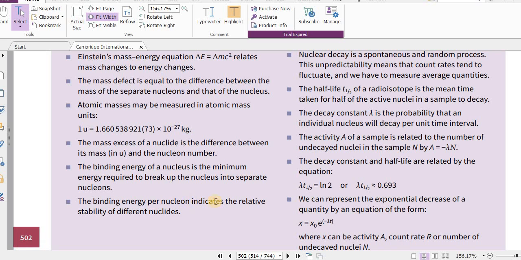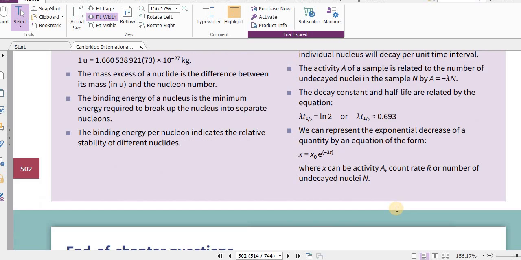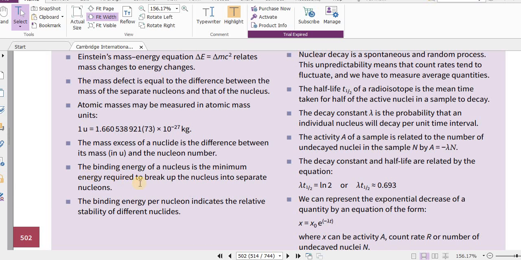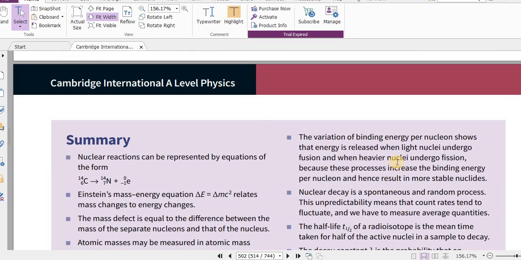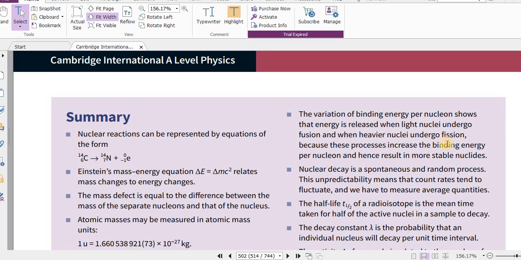The binding energy per nucleon indicates the relative stability of different nuclides. The greater the binding energy, the more stable it is, because binding energy is the minimum energy required to break up the nucleus. So if binding energy is greater, you will need more energy to break it, which means it will be more stable. The variation of binding energy per nucleon shows that energy is released when light nuclei undergo fusion and when heavy nuclei undergo fission.